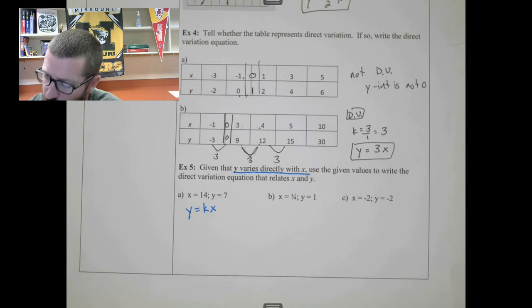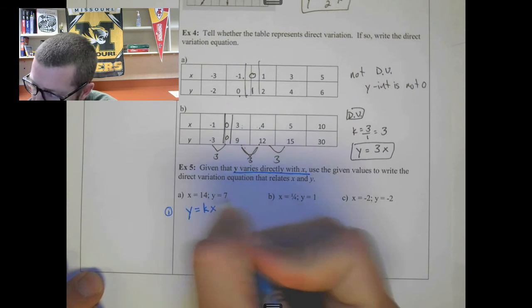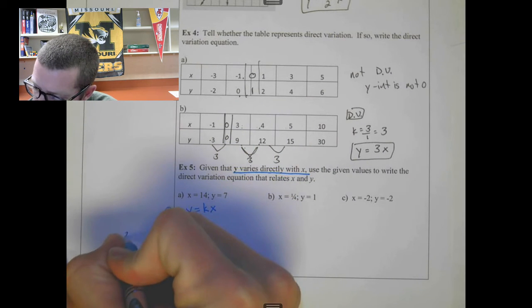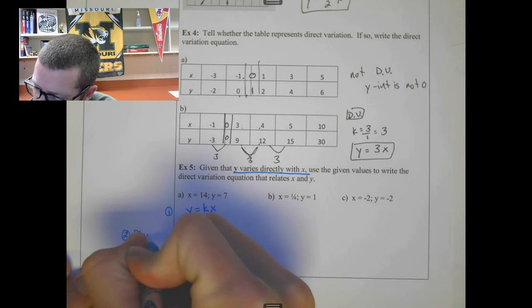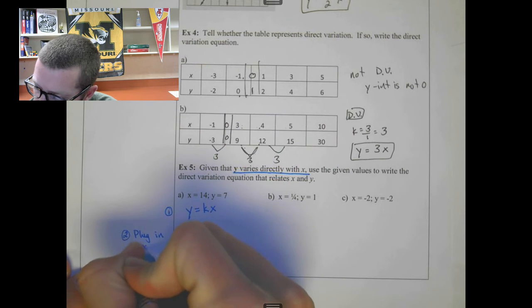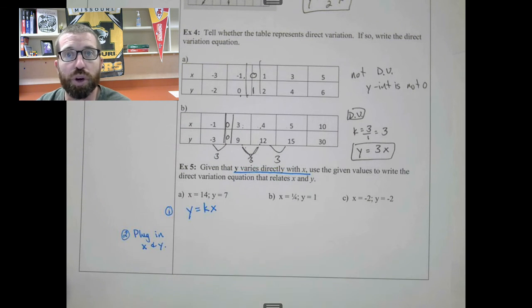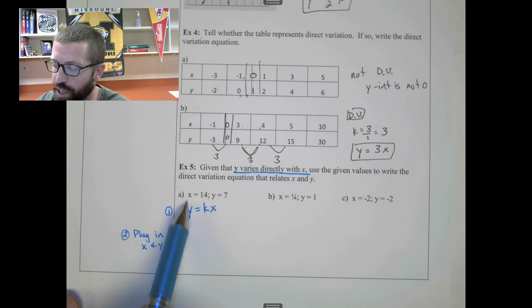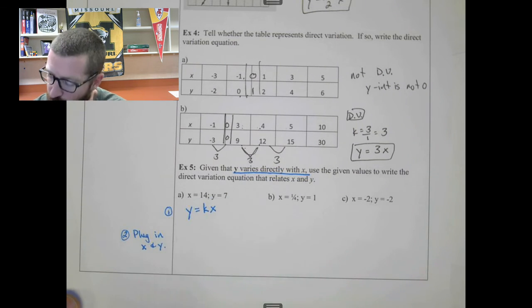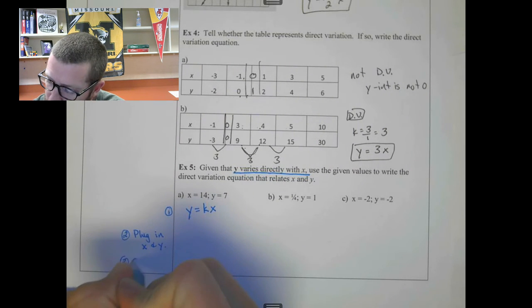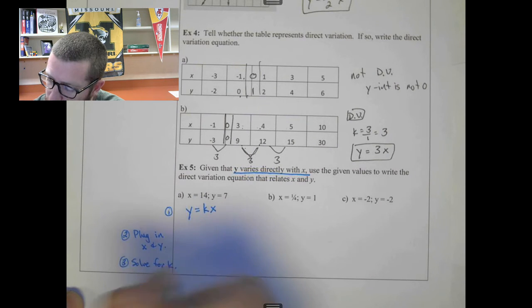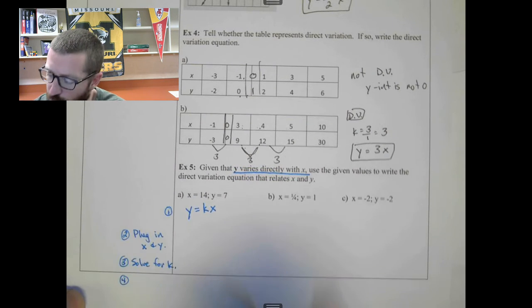So first is just to use this. Second would be to plug in x and y. And that'll be given to you somehow. It might be a point on a graph. It might be just told to you directly. And then you solve for k. And then you can write the equation.